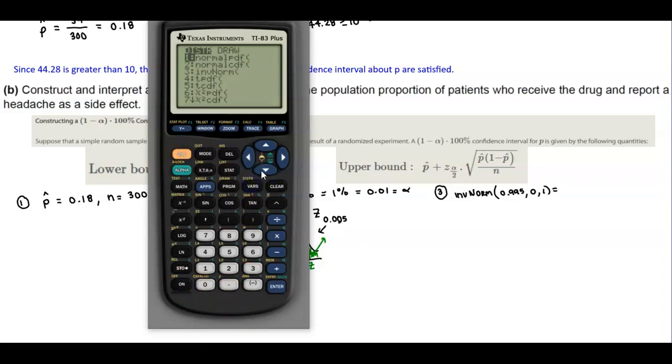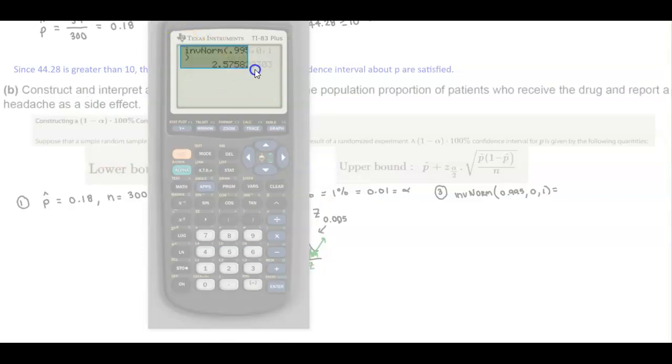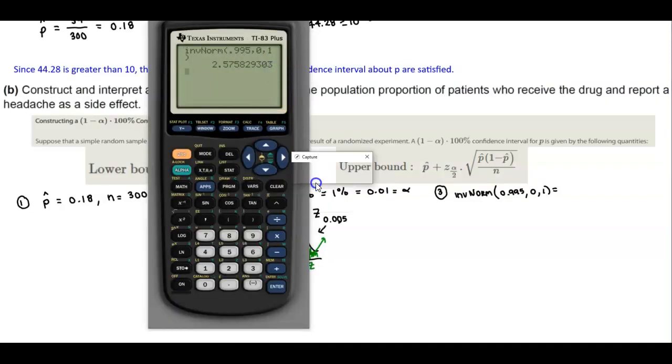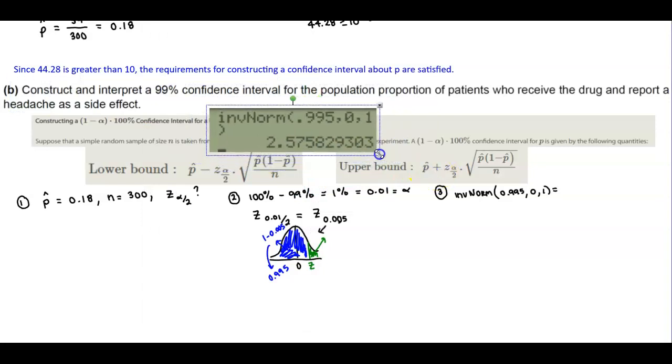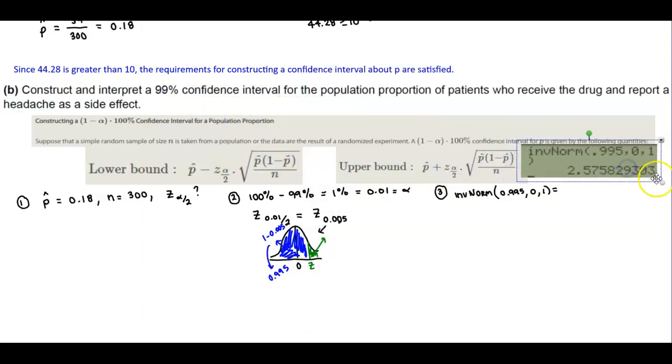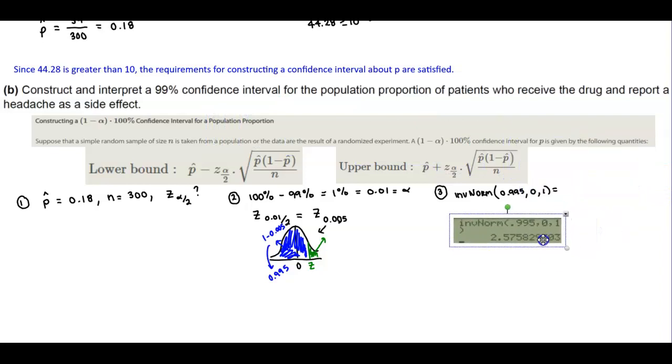So we have second distribution. We're going to go to INV norm. We're going to put in the area of 0.995. We have our mean of 0 and our standard deviation of 1. And so here you can see that we get a z-score of 2.58, which is the critical number that we need to use.